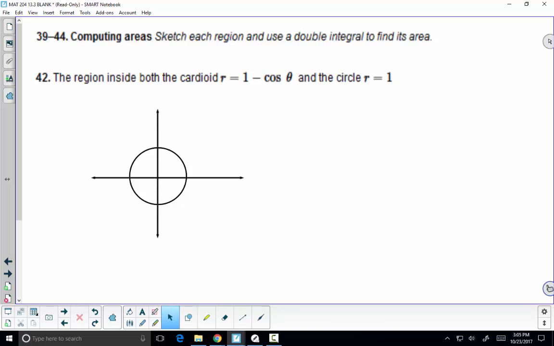So we need a couple of test points to figure out where the dimple in the cardioid is. So let's go theta equals 0. And when theta is 0, cosine of 0 is 1. 1 minus 1? 0. Pi over 2. Cosine of pi over 2 is 0. 1 minus 0 is 1. So right there. Pi. Cosine of pi is negative 1. 1 minus minus 1 is 2. 3 pi over 2? Cosine of 3 pi over 2 is 0. 1 minus 0 is 1. So we see that the dimple is this direction.